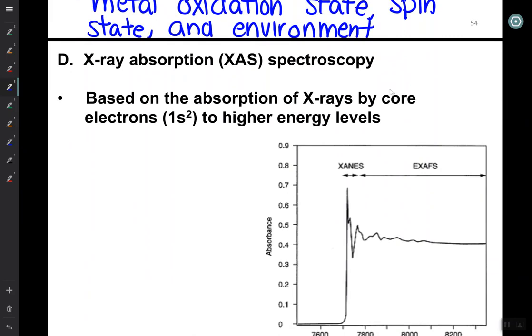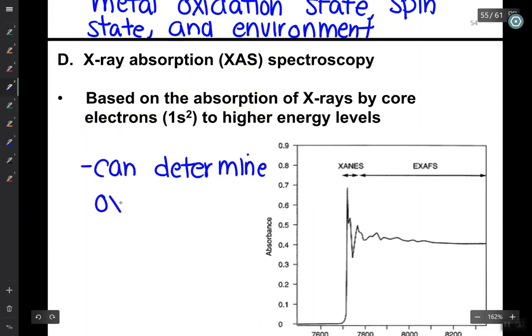You can use high energy radiation, X-ray absorption spectroscopy, so this has to be done usually at a synchrotron because we can't generate that intensity of light using just normal laboratory equipment. It is based on the absorption of X-rays by core electrons to higher energy levels. The core electrons are the 1s level. It can determine oxidation state and coordination environment.